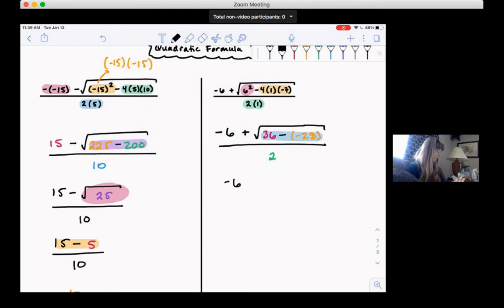So we're going to get negative 6 plus, my cat is trying to sit on my lap right now.